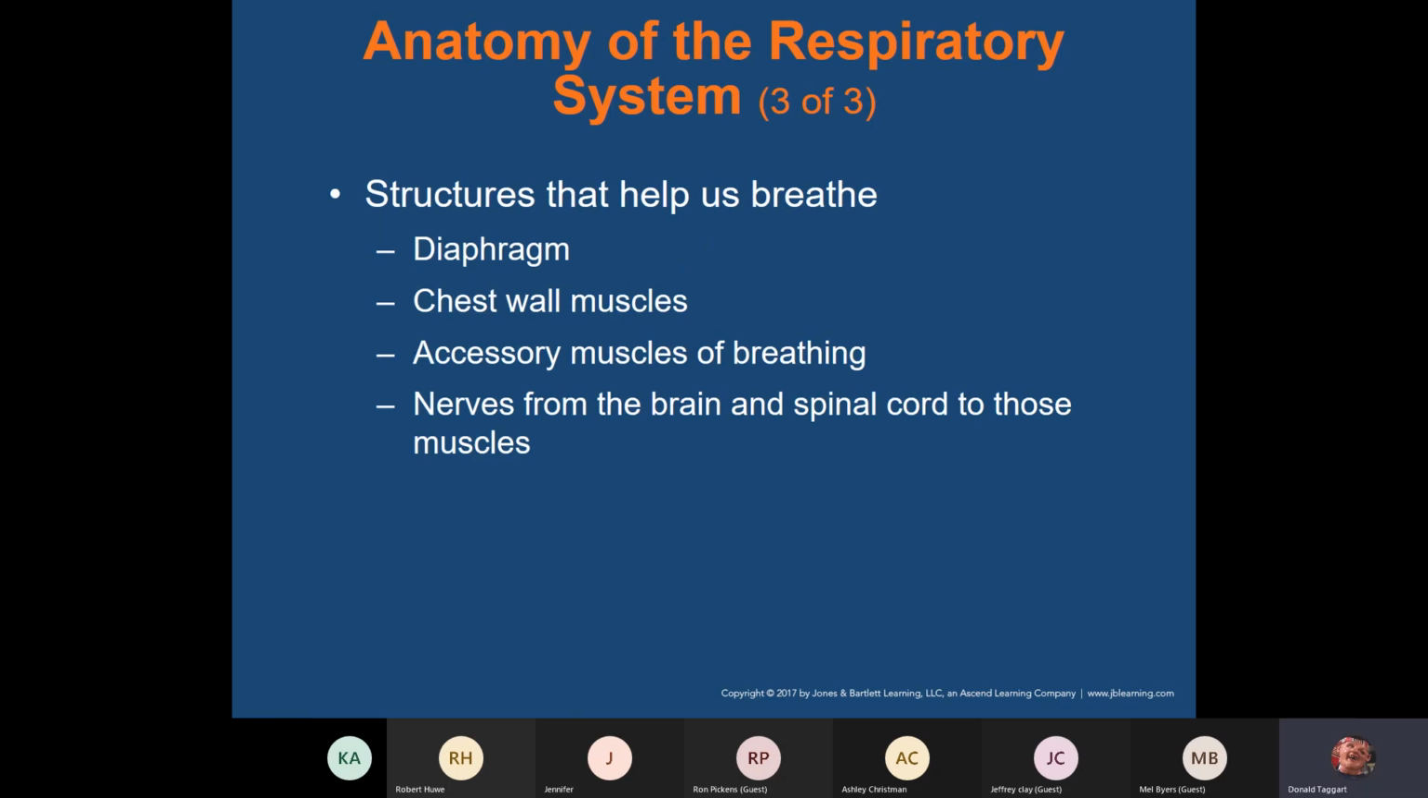Okay, so the diaphragm, remember the diaphragm moves down when we're trying to inhale. Chest wall muscles are going to come out and expand out, try to expand our chest wall. Accessory muscles, so we might be using our stomach muscles, our muscles in our shoulders and our back. And then nerves from the brain and spinal cord to these muscles.